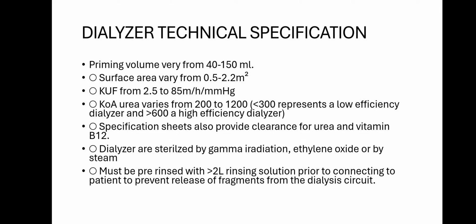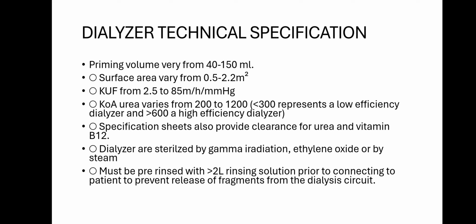The surface area varies from 0.5 to 2.2 square meters. Then the KUF is from 2.5 to 85 ml per hour per mmHg. The KoA, the coefficient for urea, varies from 200 to 1200. Below 300 indicates a low efficiency dialyzer, and above 600 indicates a higher efficiency dialyzer.